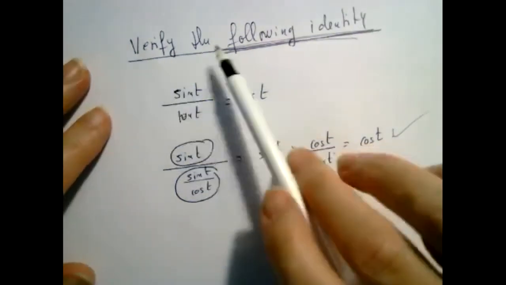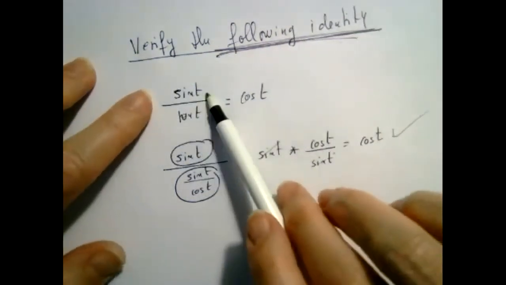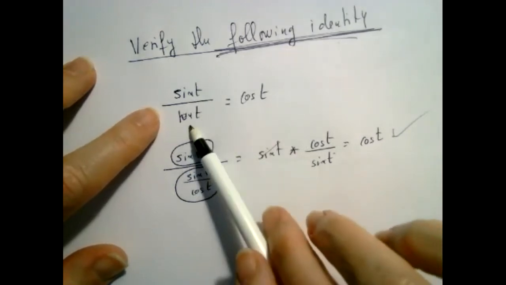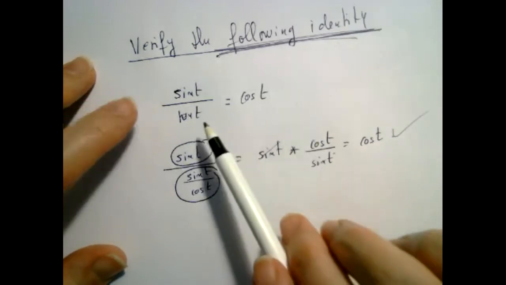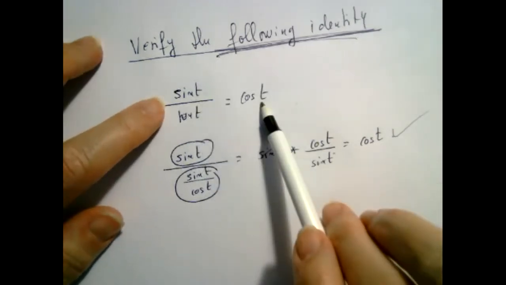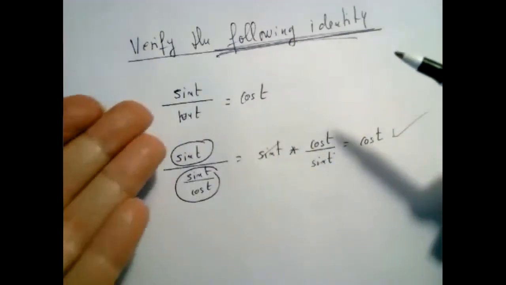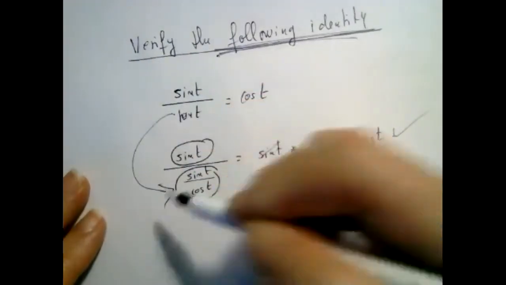So when I ask you to verify the following identity, it means I am giving you the identity, but I want you to verify it, just to tell me that it is true. So we have to go from here to here, and ask ourselves, okay, they don't want tangent here. So let me get rid of it by substituting the tangent by its value.